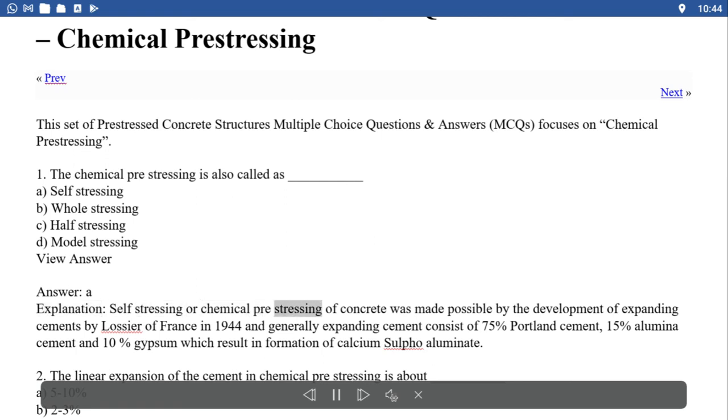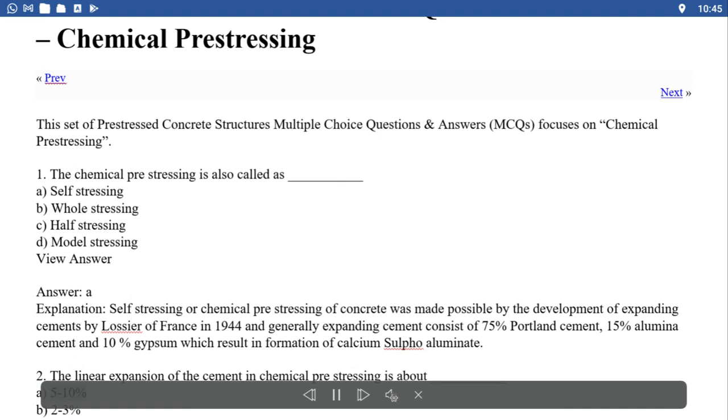Self-stressing or chemical pre-stressing of concrete was made possible by the development of expanding cements by Lossier of France in 1944, and generally expanding cement consists of 75% Portland cement, 15% alumina cement, and 10% gypsum, which results in formation of calcium sulfoaluminate. 2. The linear expansion of the cement in chemical pre-stressing is about ________.